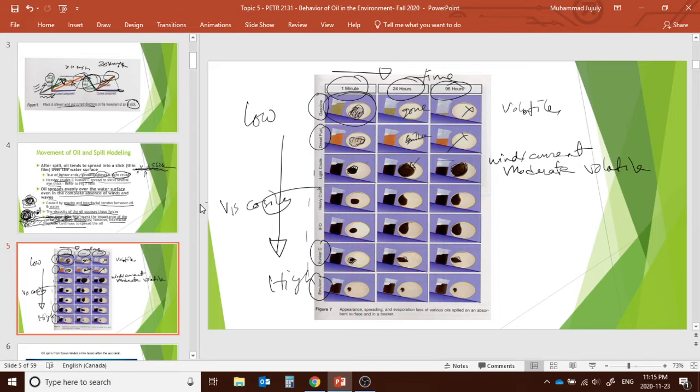In case of bunker fuel, it didn't spread much at all, and it actually went out. Why is that? Because the viscosity is higher. Okay, so the volatility is low, and that's why it didn't spread much. This is a very important way to know the effect of the type of the oil, depending on the type of the oil, how it actually spreads.